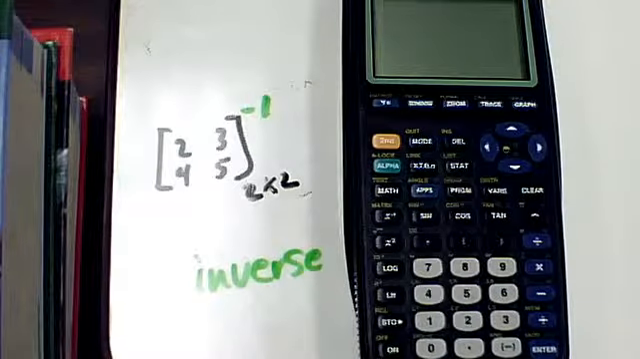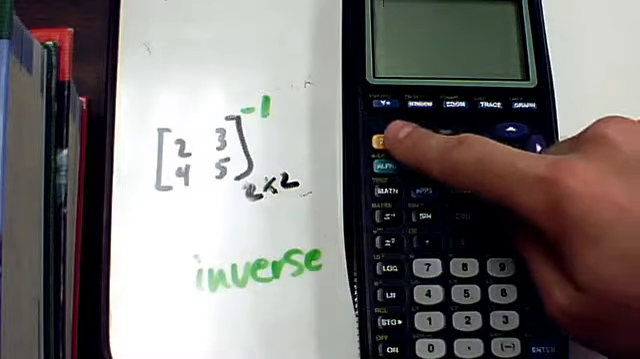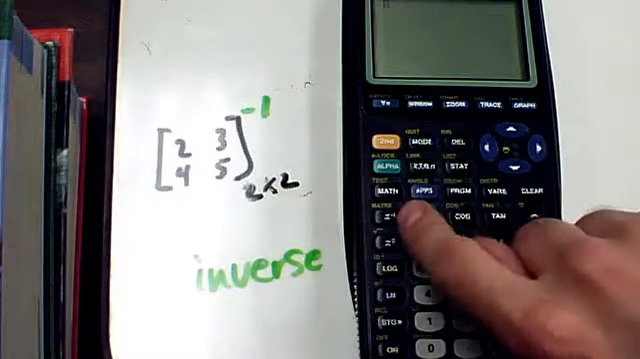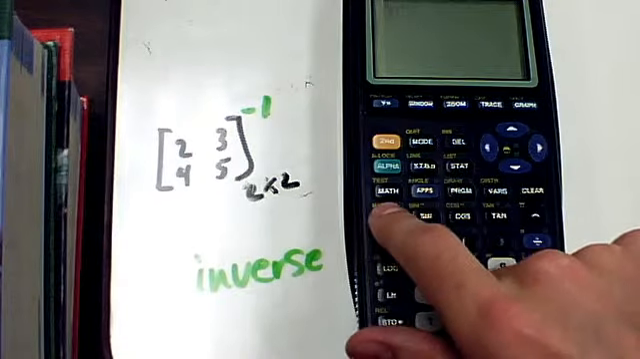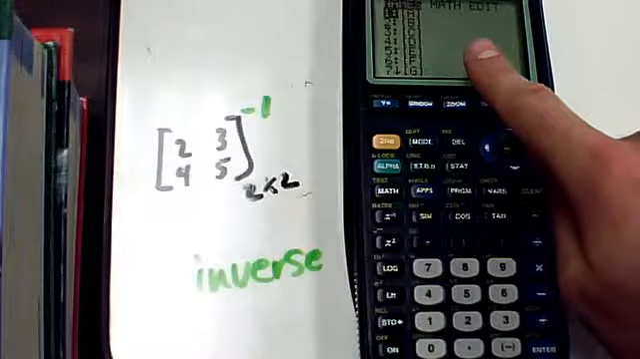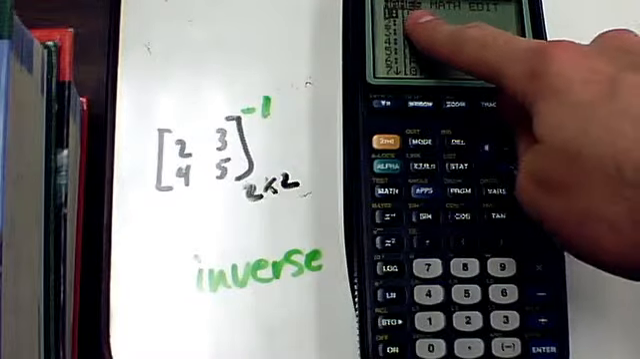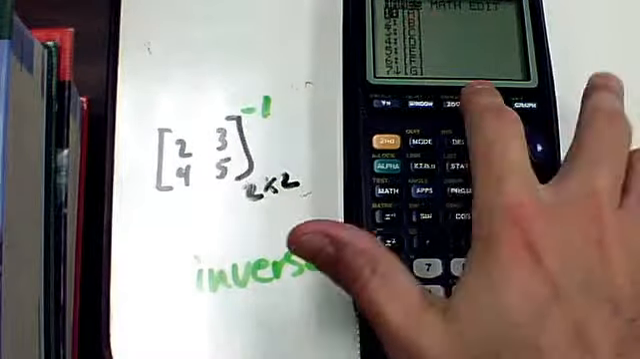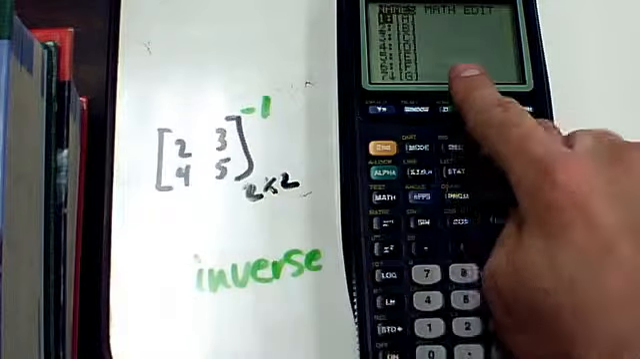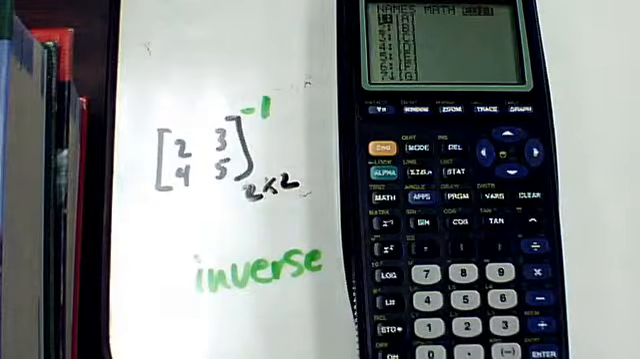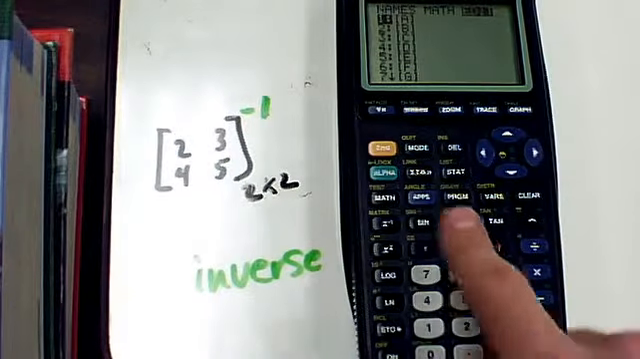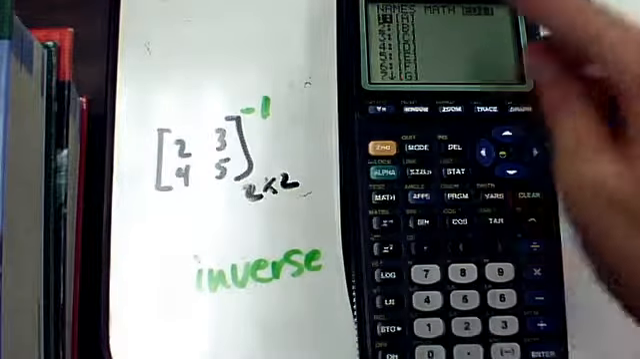How we're going to do this is we're going to go to second, and the x to the -1 power button, right above it says matrix. Press that, and you should end up getting this screen. Notice at the top, names is highlighted. We want to use our right arrow and go over to edit, so we're going to edit a matrix. Number 1, matrix A is highlighted.